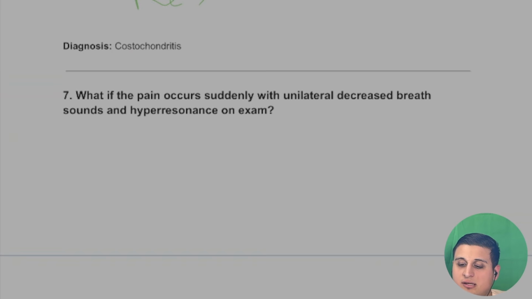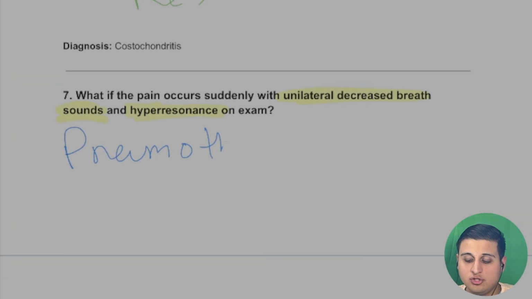What if the pain occurs suddenly with unilateral decreased breath sounds and hyperresonance on exam? And let's say that maybe our midline airway is now deviated, right? We have deviation of our trachea, or we have this issue where tactile fremitus is gone, that kind of thing, right? Now we're thinking of a pneumothorax. Pneumothorax is one of the big things you don't want to miss when someone comes in with trauma, right? So when someone comes in with a trauma and they're complaining of chest pain, you're going to make sure you're listening to their lungs, making sure they're filling properly, right?